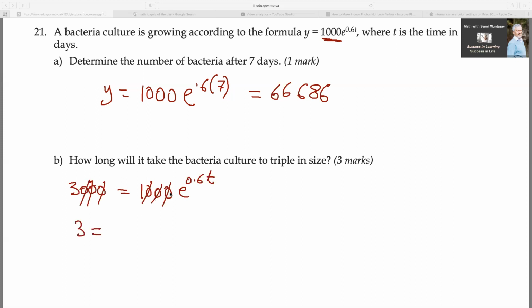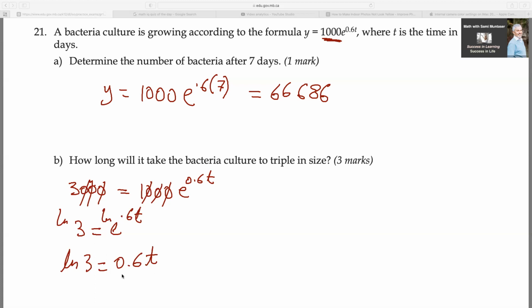Just know that if you're dividing and there are zeros on both sides, you could do that. So we have e to the 0.6 t. Now I'm going to ln both sides. So ln 3 equals 0.6 t ln e. Even though I'm lning both sides here, ln e is 1, so I'm just not going to write it.